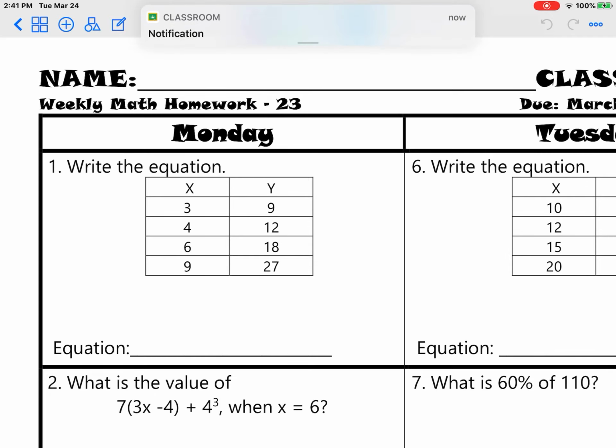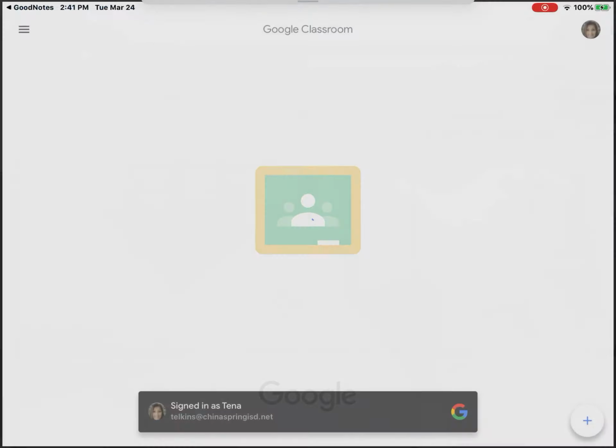We're going to start today with Monday's homework on homework 23.